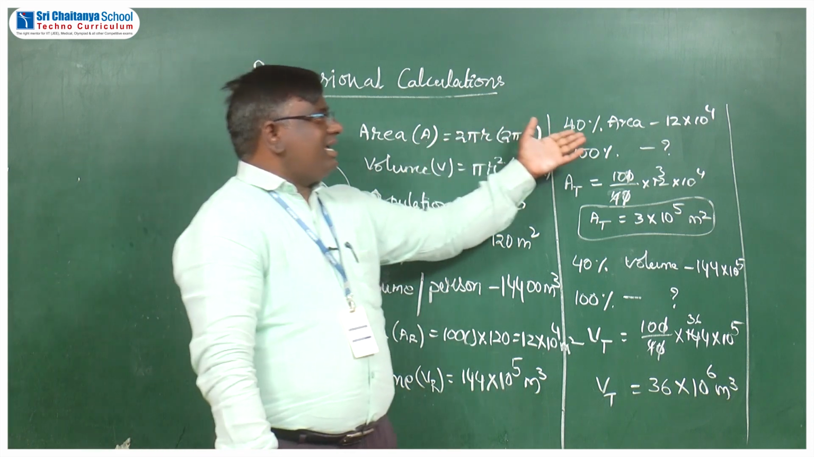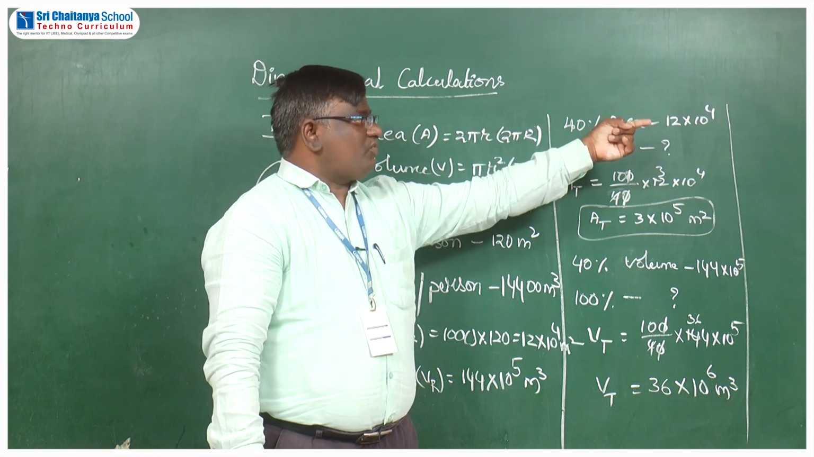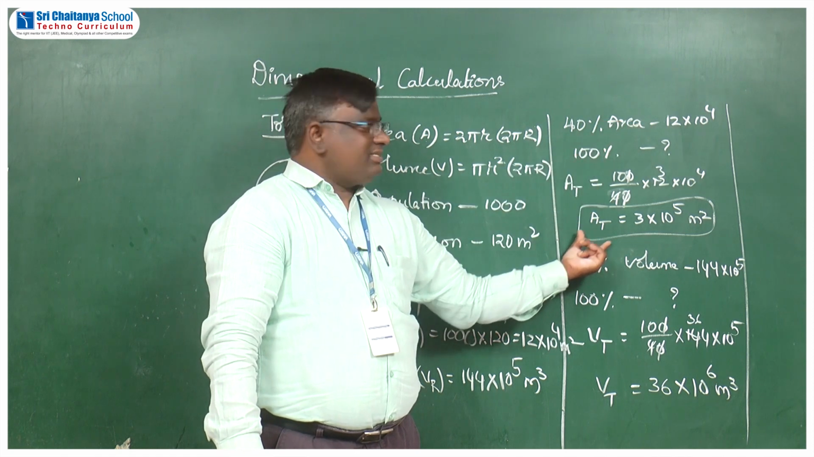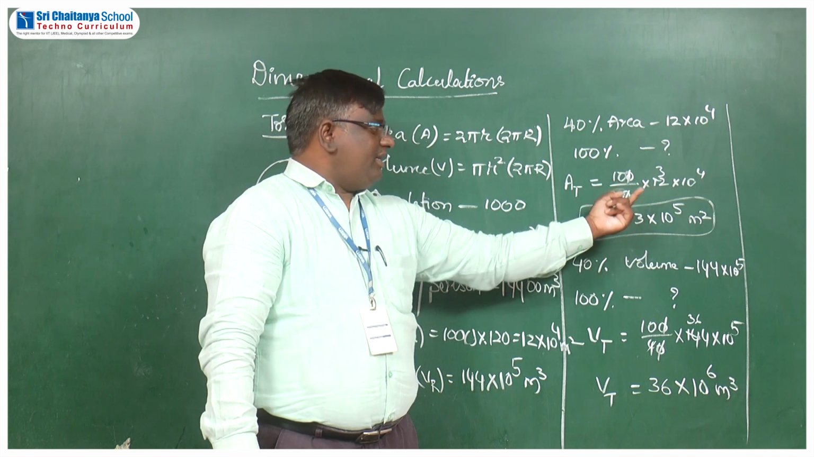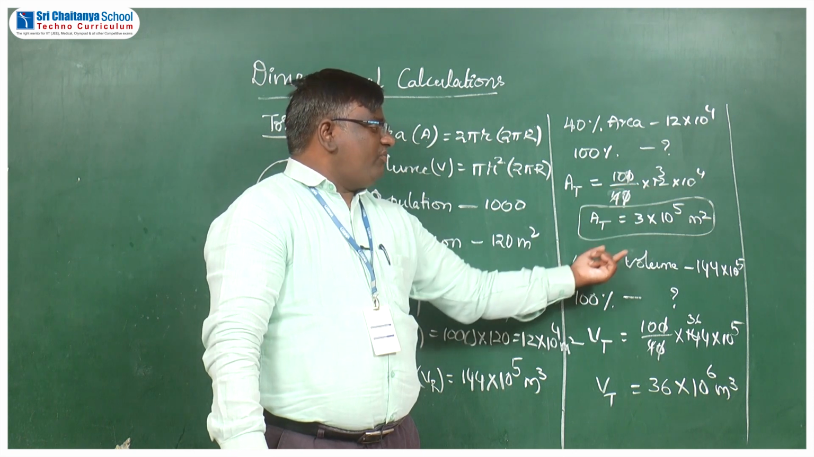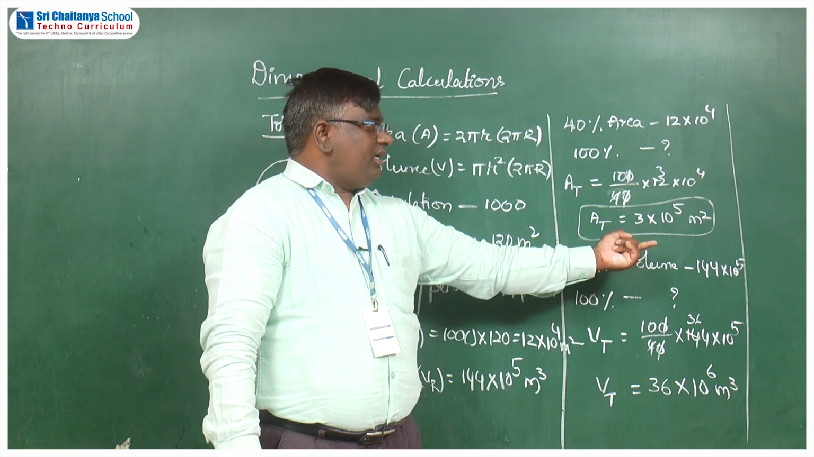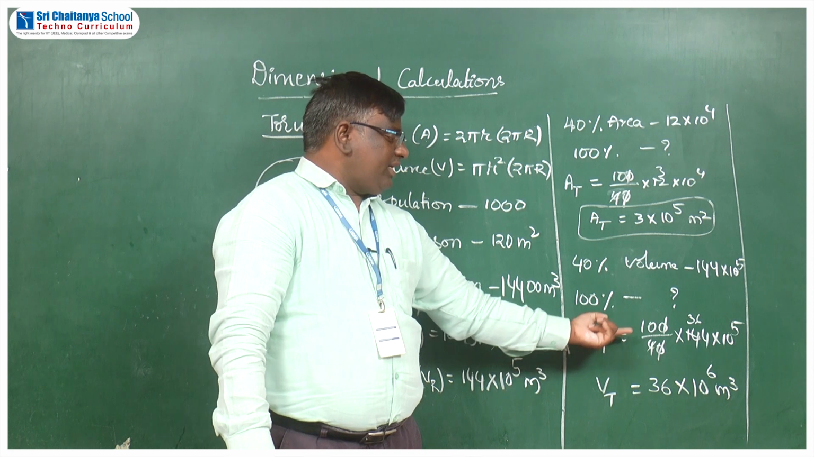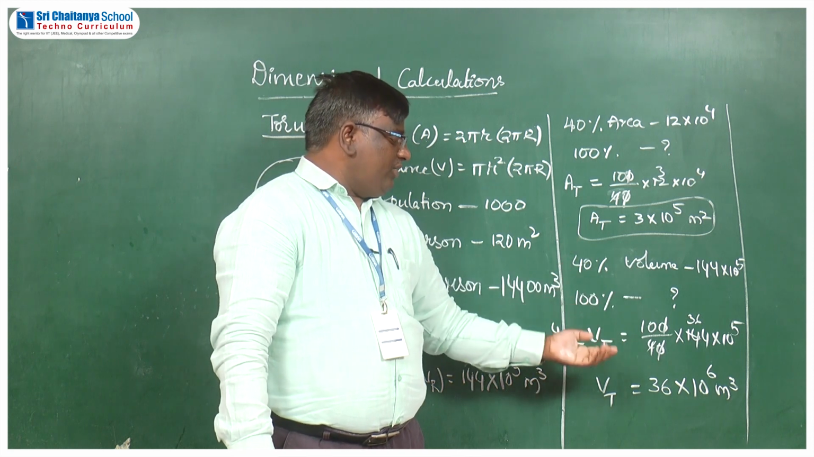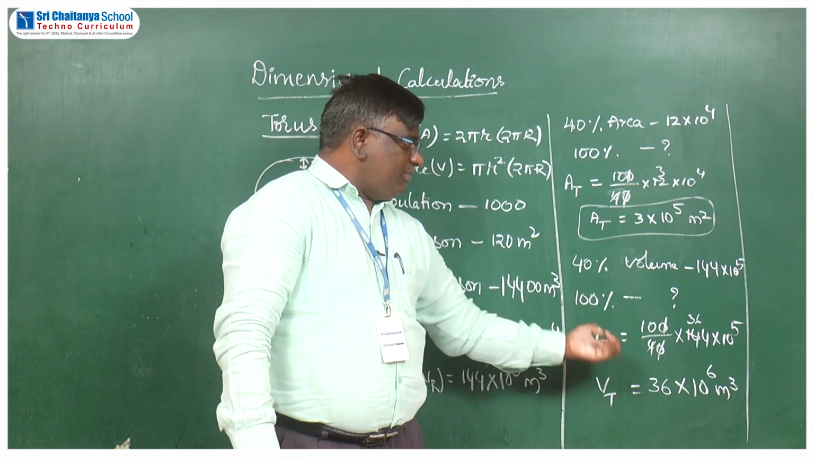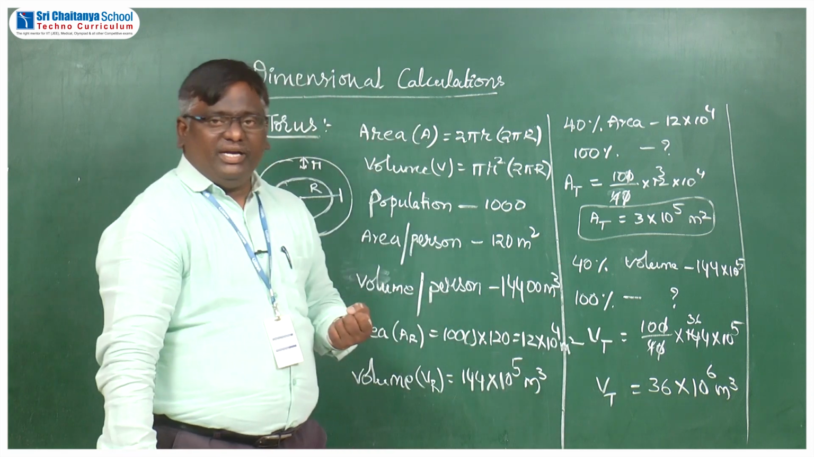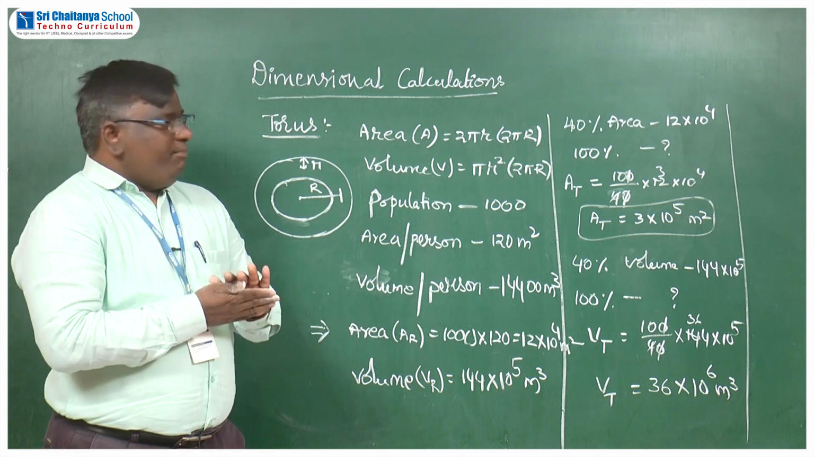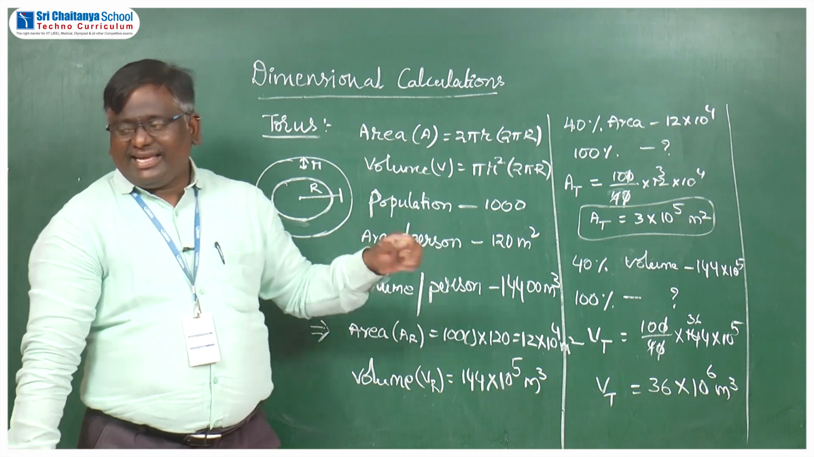So 40% area is equal to 12 into 10 power 4 square meter, then how much is 100%? If you calculate, you will get the total area as 3 into 10 power 5 square meter. Whereas if 40% volume is 144 into 10 power 5 cubic meter, then 100% volume will be 100 by 40 into 144 into 10 power 5, which is equal to a total volume of 36 into 10 power 6 cubic meter. So we have the same volume and same area. Now, by using these values, we can calculate.